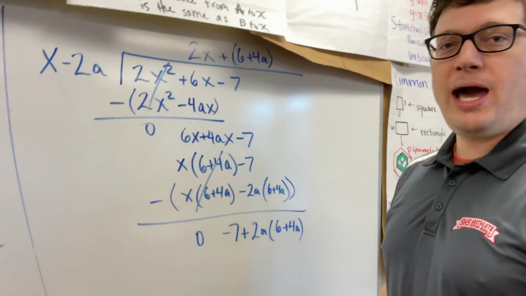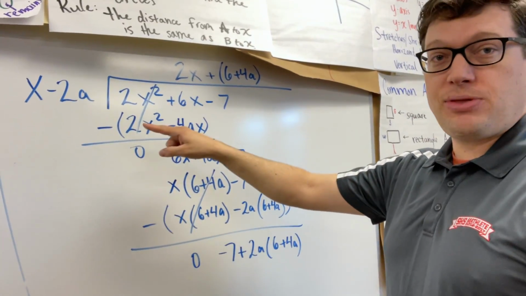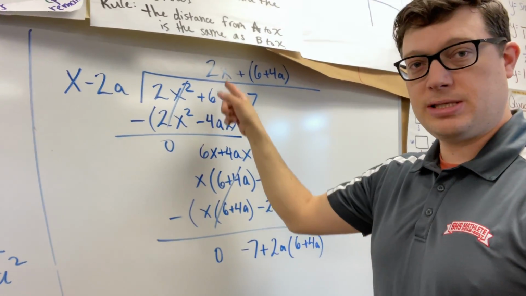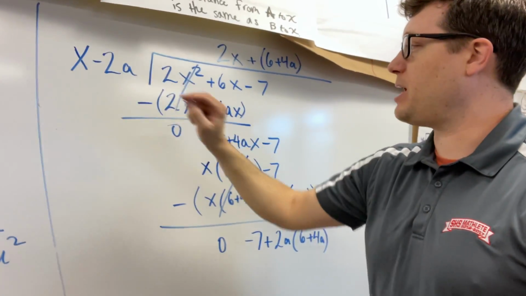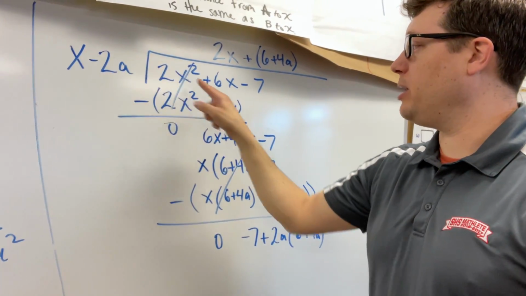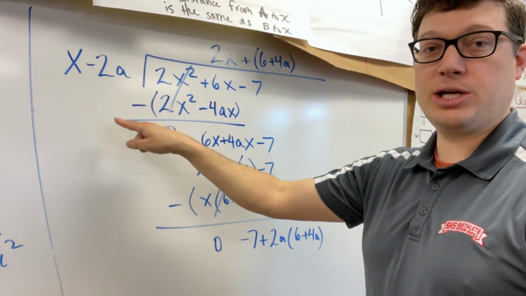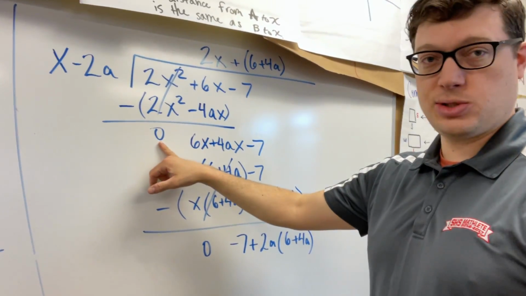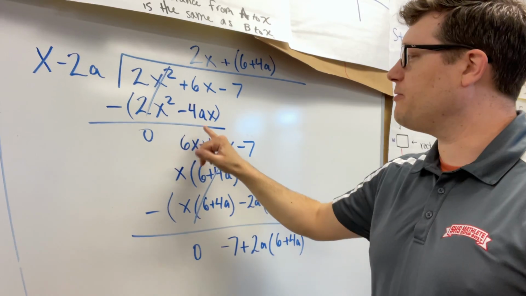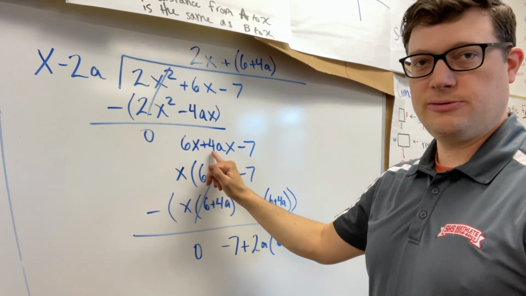X minus 2a, I did the same thing. I still divided or multiplied the 2x up and put it up in a stack right here, because 2x times x is 2x squared. And then 2x times negative 2a is negative 4ax. Do the subtraction. These parts cancel, which is what we need. And then 6x minus negative 4ax means plus 4ax.